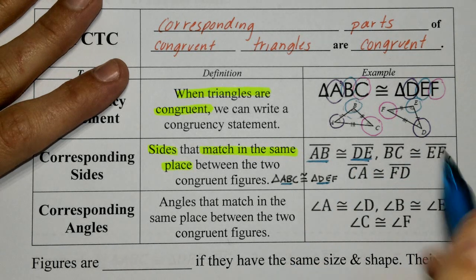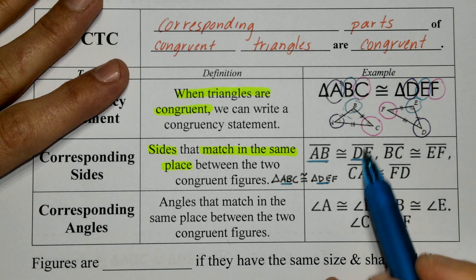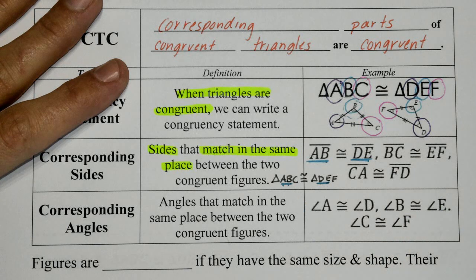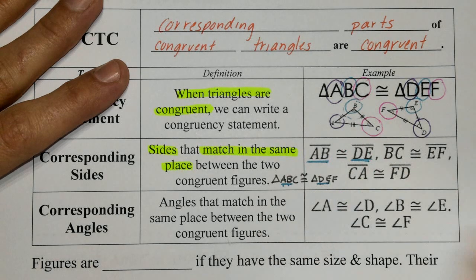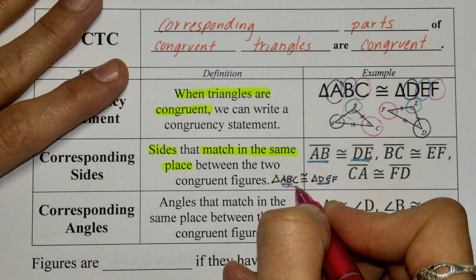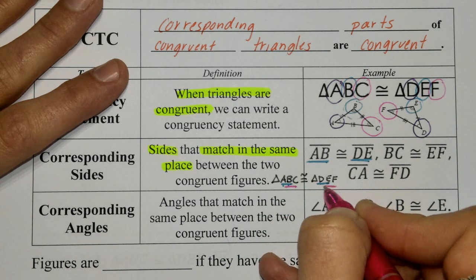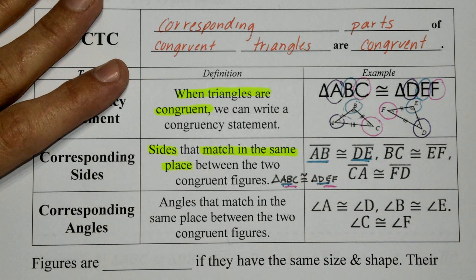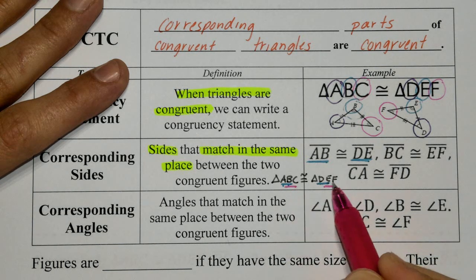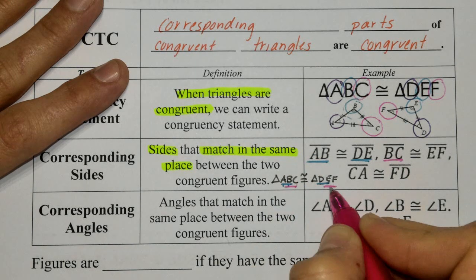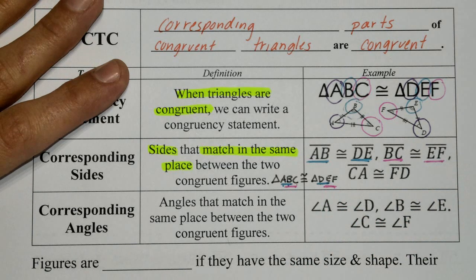Now you cannot say segment ED, you cannot switch that around because D comes first, then E. A comes first, then B, so you have to keep that order consistent. The next one we have here is our segment. All right, let's take a look at the last two letters, BC. BC will correspond or match with the last two letters in the second name, EF. Again, we have to keep them in the same order. If we say CB, if we switch these, we've got to switch these. But here we have segment BC is congruent to segment EF.